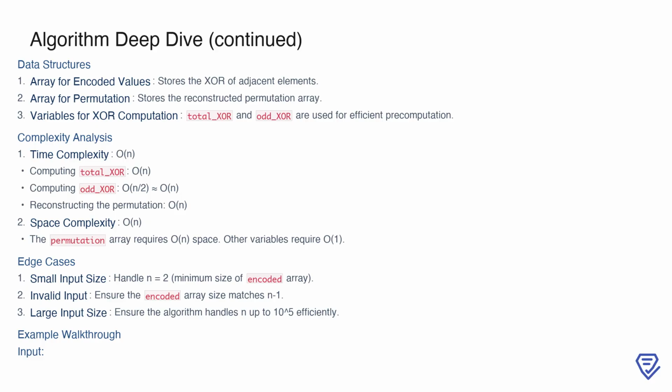Finally, we must handle edge cases. For instance, if the input size is small, such as n equals 2, the algorithm should still function correctly. We should also validate that the encoded array size matches n-1 to avoid errors. Additionally, the implementation should scale efficiently for large inputs, ensuring it can handle n up to 100,000 without performance degradation.